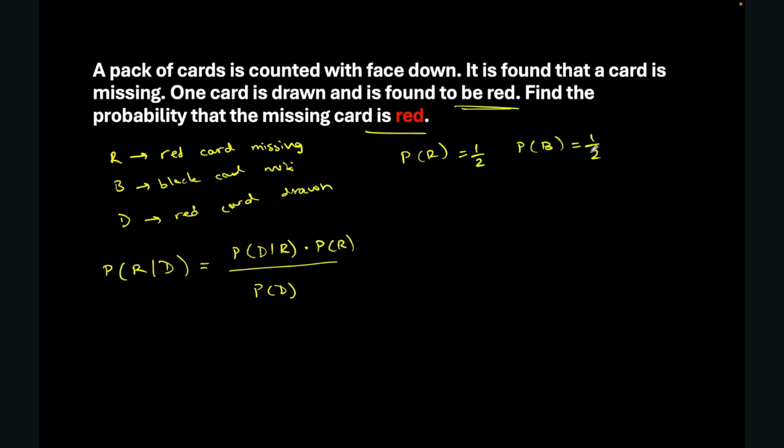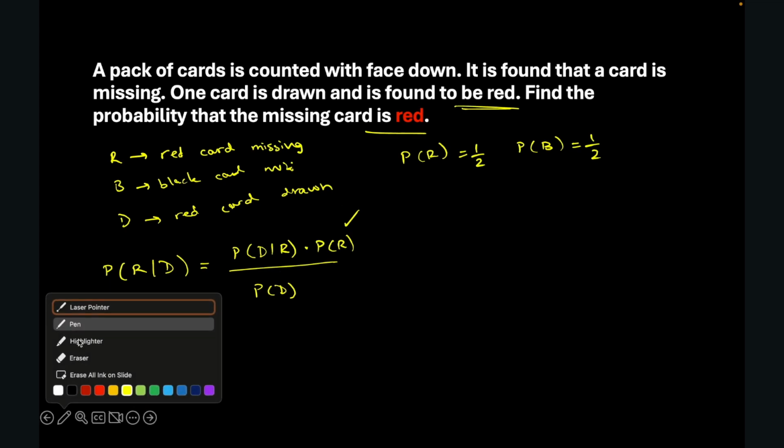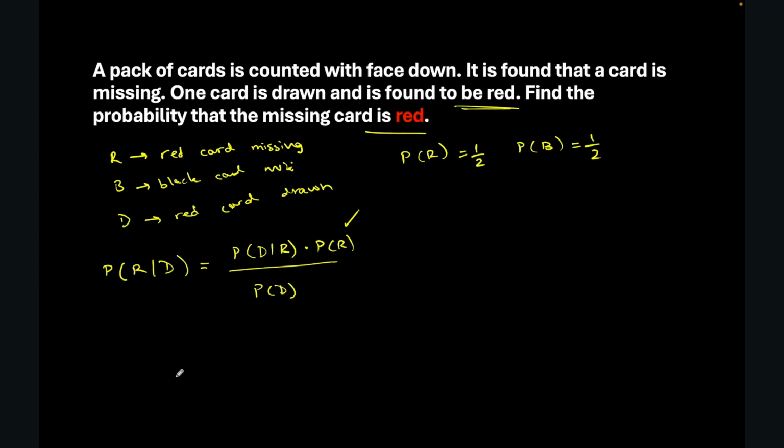Why? Think about it. If there are 52 cards in a deck and one of them were to go missing, well, there are 26 red, 26 black. There's an equal probability of both cards going missing, right? So we have this part sorted. Now let's go to the remaining aspects of this expression or equation. Well, you can use what we've done previously to figure this part out.